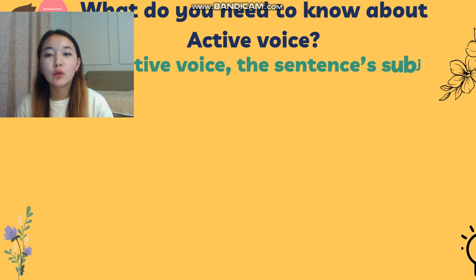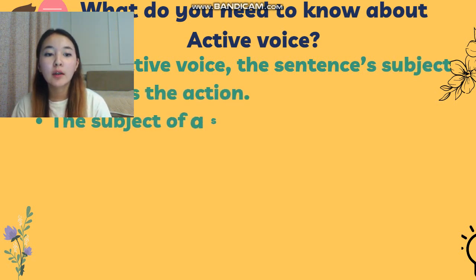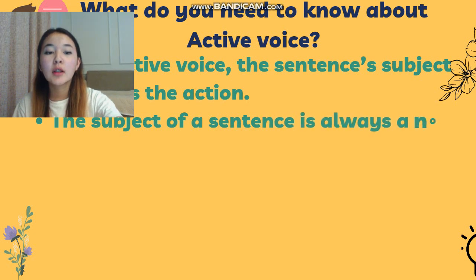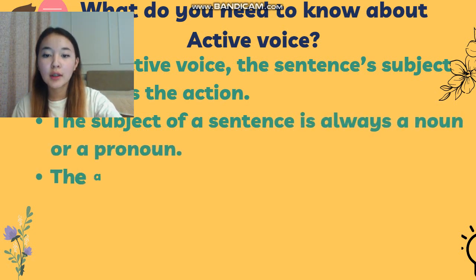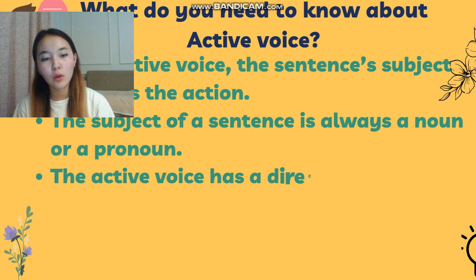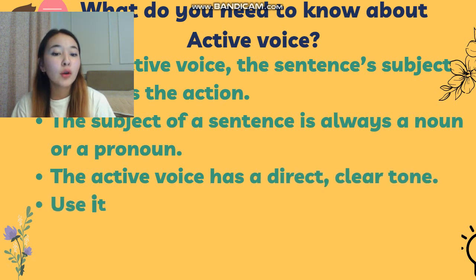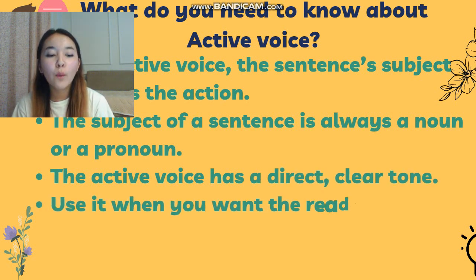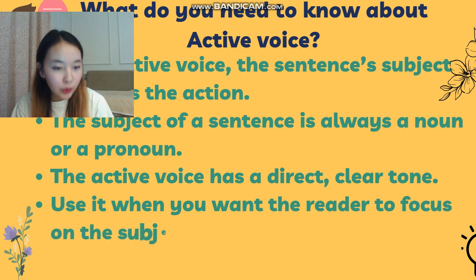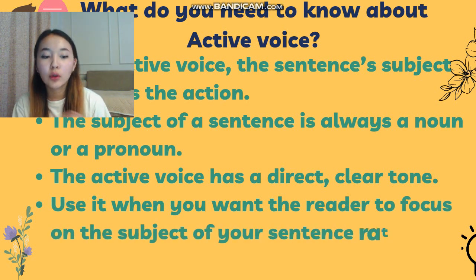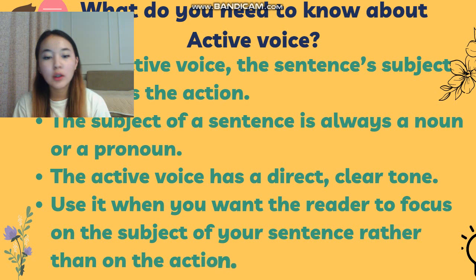What do you need to know about active voice? In the active voice, the sentence subject performs the action. The subject of a sentence is always a noun or a pronoun. The active voice has a direct, clear tone. We use active voice when you want the reader to focus on the subject of your sentence rather than on the action.